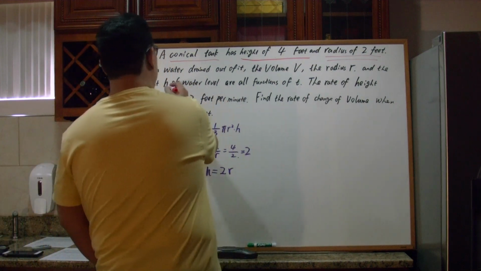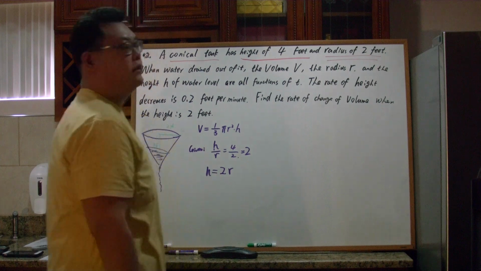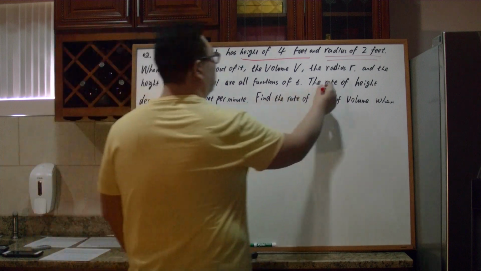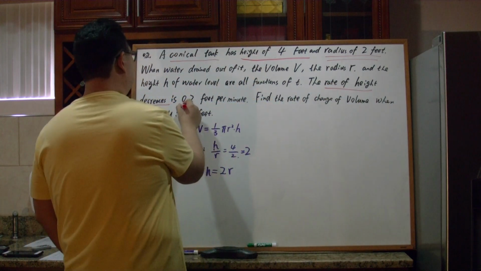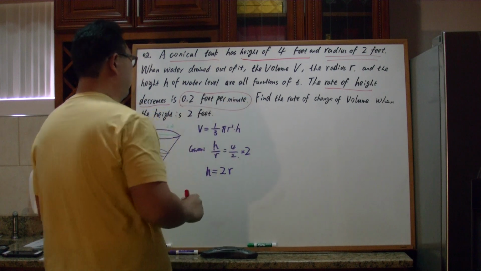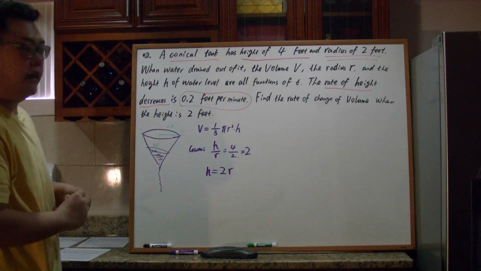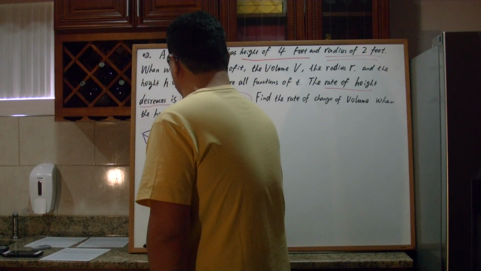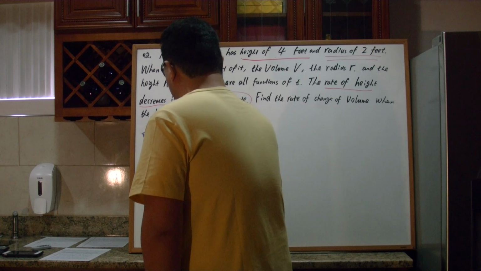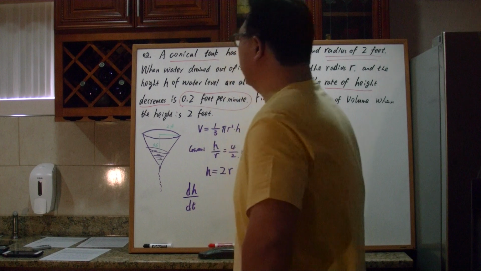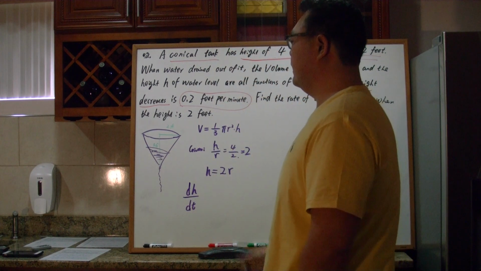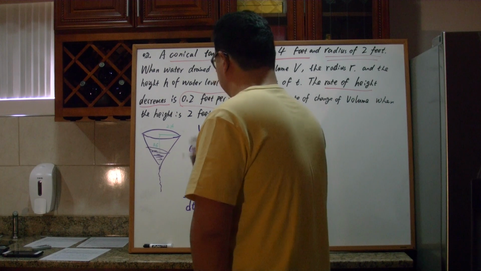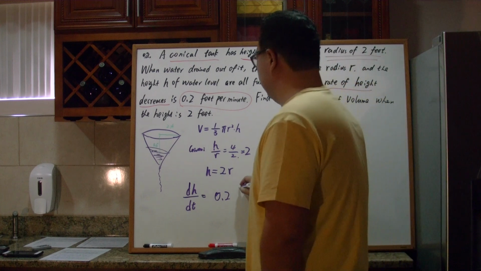Then the second sentence is telling us the rate of change. The rate of height decrease is 0.2 feet per minute. Since it's decreasing, it's getting lower. So what we get is the rate, which is the derivative of our height with respect to time, is 0.2 feet per minute as the unit.